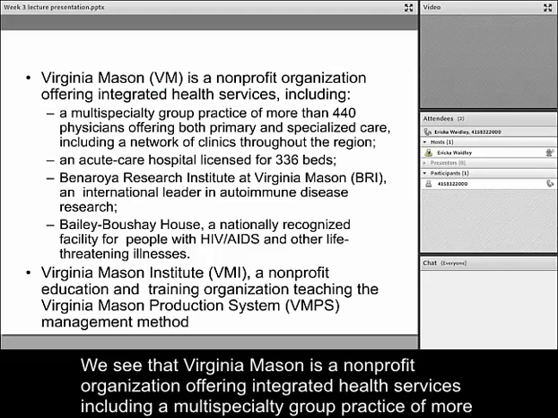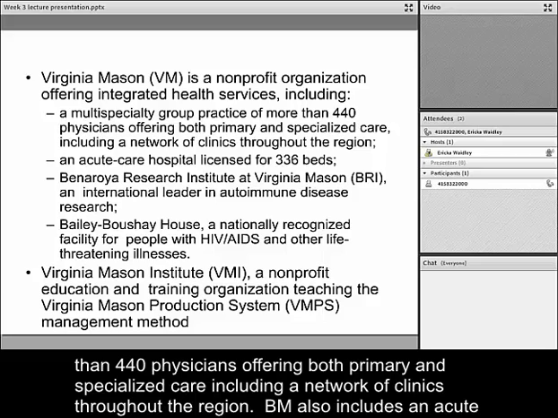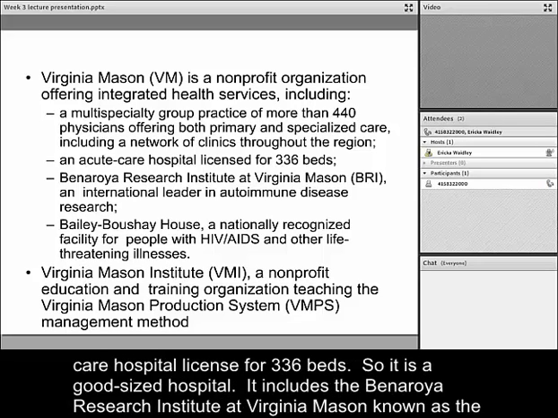We see that Virginia Mason is a nonprofit organization offering integrated health services, including a multi-specialty group practice of more than 440 physicians, offering both primary and specialized care, including a network of clinics throughout the region. VM also includes an acute care hospital license for 336 beds, so it's a good size hospital.